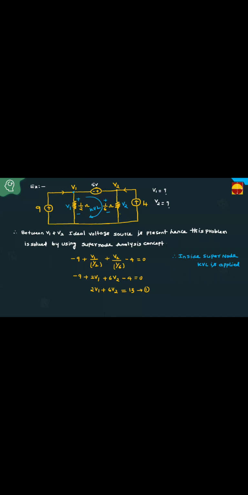Inside the SuperNode, KVL is applied. Negative to positive, positive, plus 5. Positive to negative, negative, minus V2. Negative to positive, positive, plus V equal to 0.